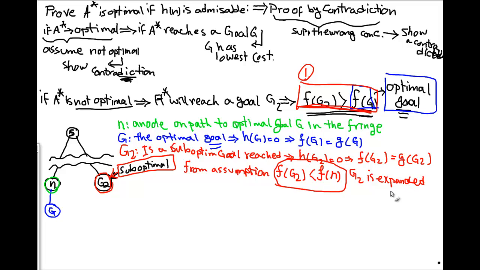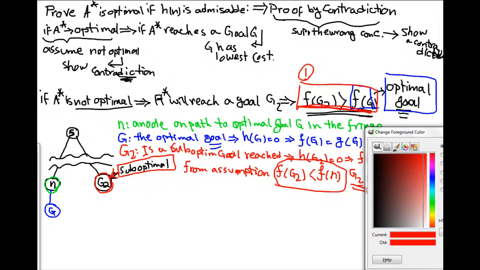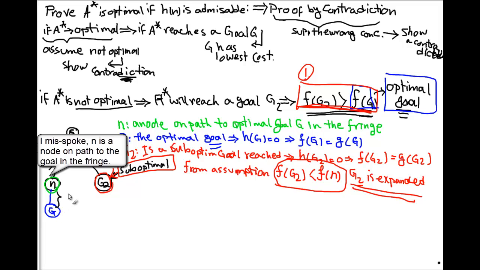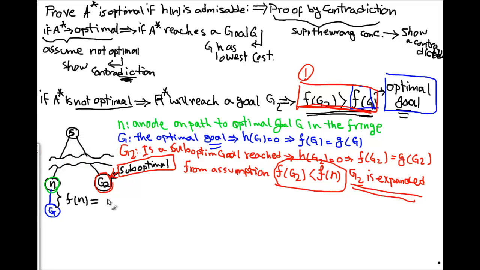Because my algorithm has turned a suboptimal goal as a result of expanding G sub 2 before it has expanded n. Now, my contradiction is actually to show that f of n is supposed to be less than f of G sub 2. So, to reach that, we're going to do a little work on what is going on here. So, we know that n is a node on the path to the fringe. So from this point, we know that f of n, since n is on the path to the goal, is essentially equal to g of n plus h of n.